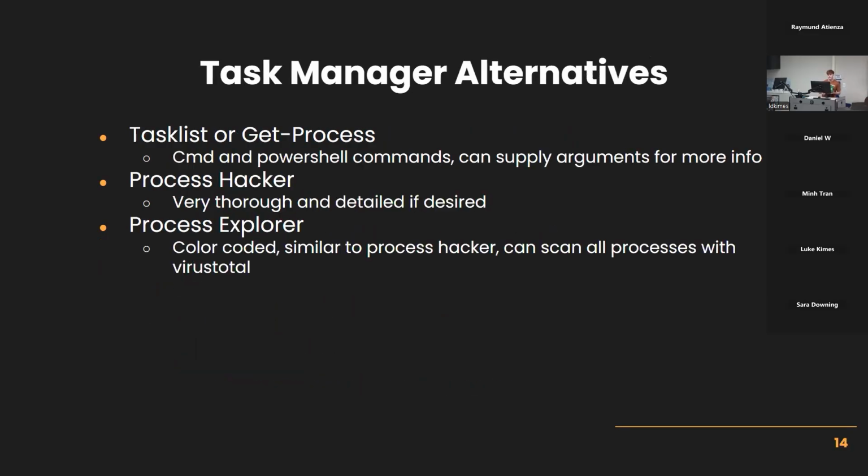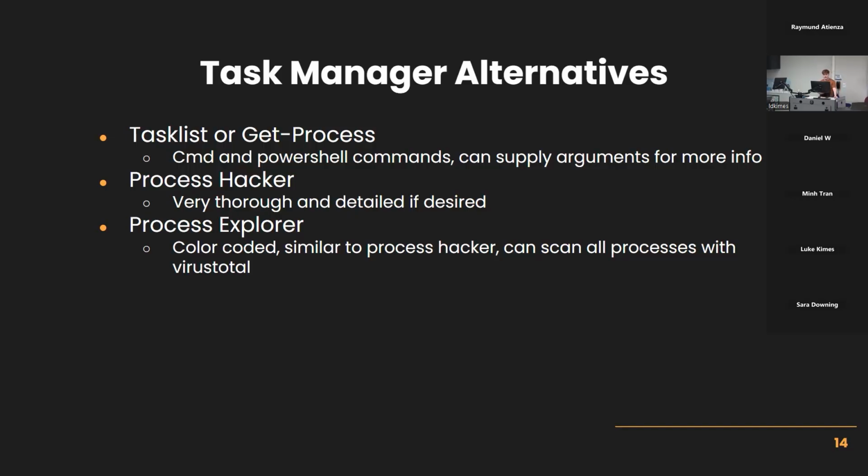So some alternatives to Task Manager are tasklist or Get-Process, which are command line commands, which you can give arguments to list out certain processes, filter for certain things, like maybe by process ID, maybe by the path of their executable. Lots of different ways you can search for specific processes.